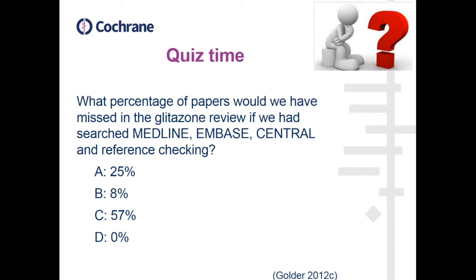Right, this is my last quiz. I'm always interested to find out what people think, because I think hindsight is a wonderful thing. So I think a systematic review that searched Medline, Embase, Cochrane Central and reference checking is quite standard and not bad. So what percentage of papers would we have missed in this glitazone review if instead of searching the 60 plus sources that we searched, we just searched Medline, Embase, Central and carried out reference checking? A, 25%, B, 8%, C, 57%, or D, 0%?